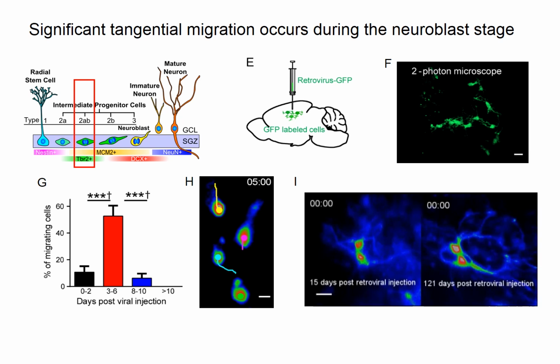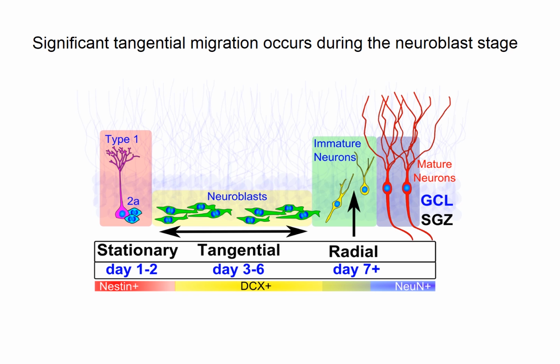And the cells older than 10 days don't seem to migrate. You can see this 15-day-old neuron, and it stays in the same place, and we recorded it again after 3 months, and it still stays in the same place. So in summary, all this data really identifies a migratory phase, which is during the neuroblast stage. Type 1 and type 2A progenitors do not move, and later post-mitotic immature neurons do not seem to move tangentially.